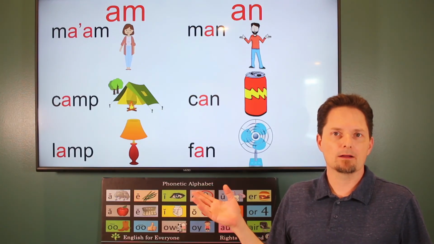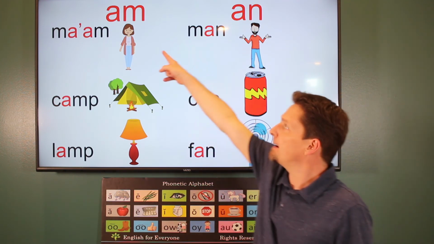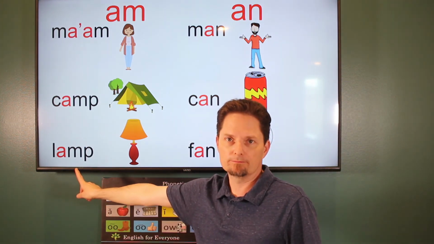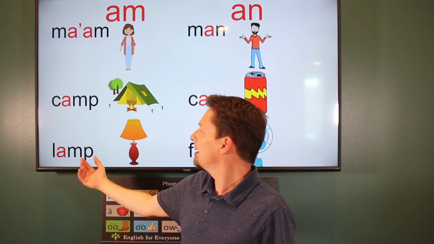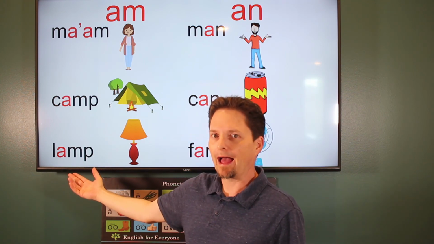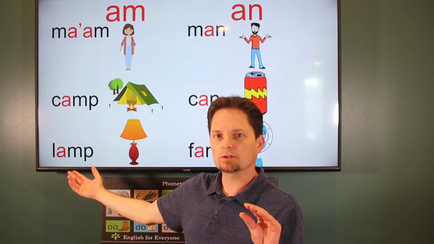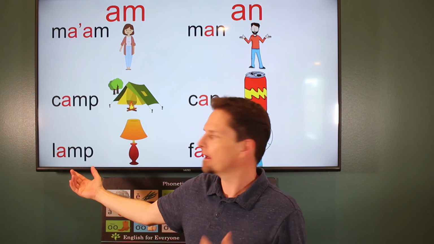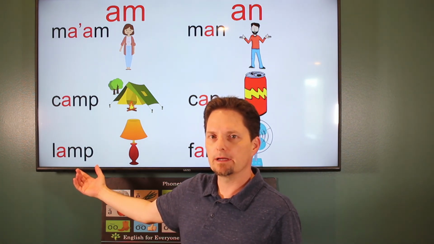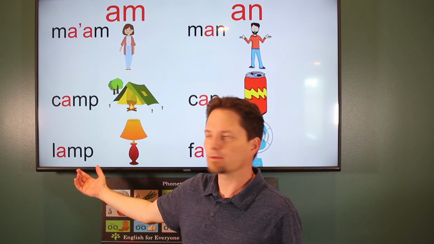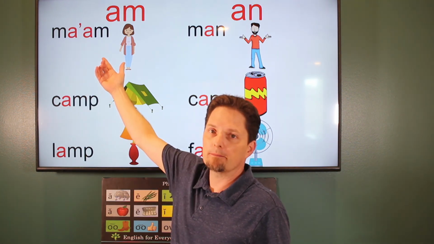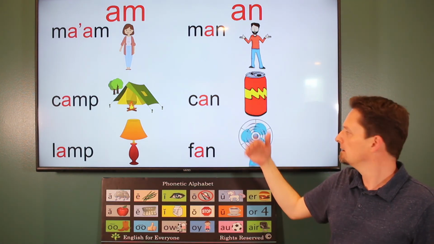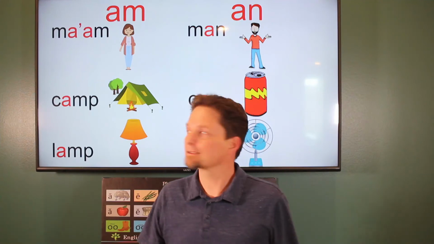Now, something different. The short A sound changes before an M or an N when it's one syllable. So, we have lamp. Not la, lamp, but it's a little more closed. And it's a little more in your nose. It's more nasal. Lamp. Camp. Ma'am. Also before an N. Man. Can. Fan. Let's practice.